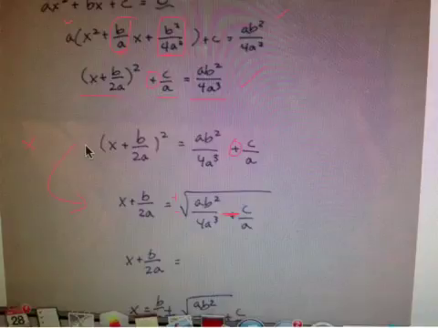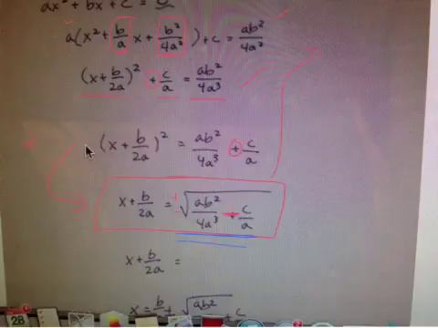And then let's do some simplification. So I'm going to take this and move it up here. Let's just look at the right hand side. We could simplify that to plus or minus the square root of b squared over 4a squared minus c over a. Let's see, that blue pen doesn't really work very well.